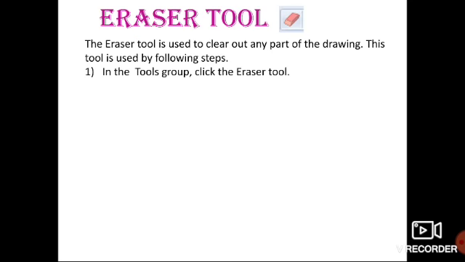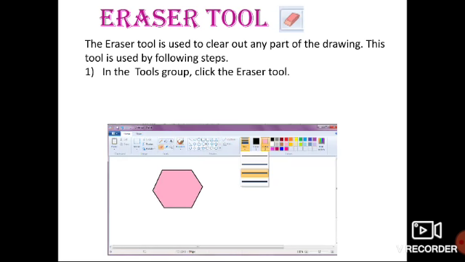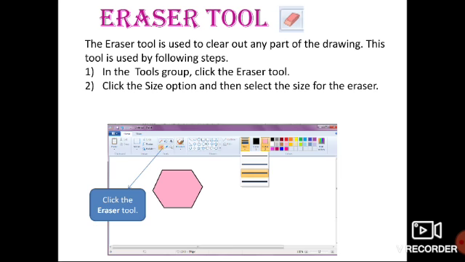First one is, in the tools group you have to select eraser. So children, you can see here, this is the tools group here. So in this you find eraser. So first click on eraser. Secondly, you have to select the size of the eraser. So children, here when you click on the size, you get various thickness of the eraser. So select any of the size you want.